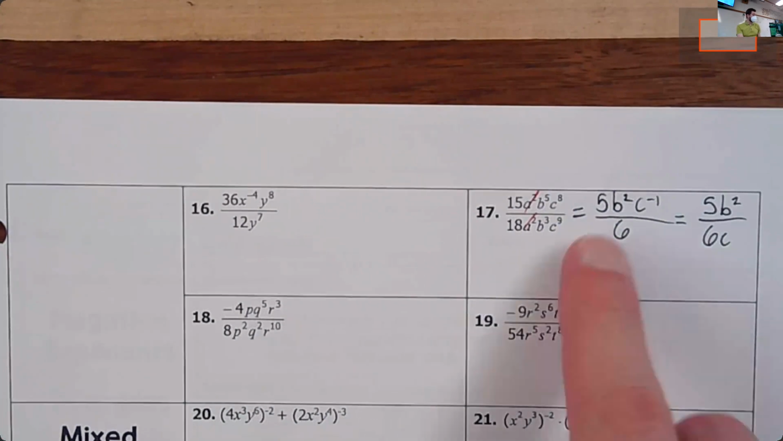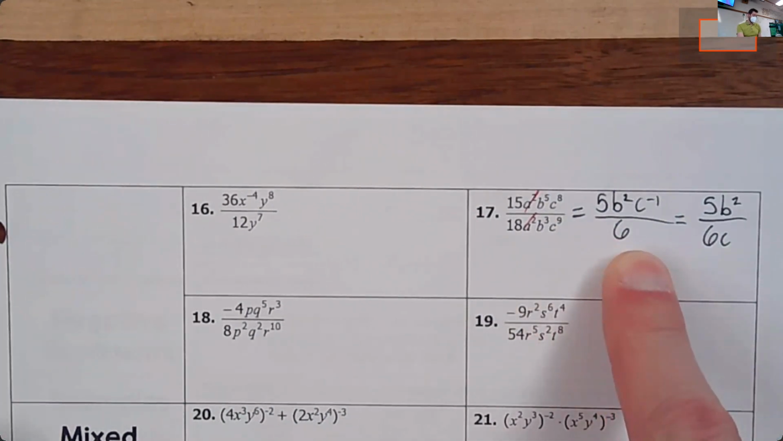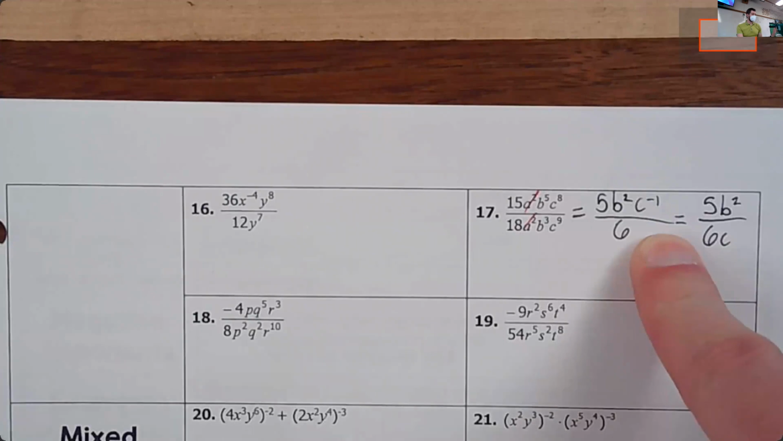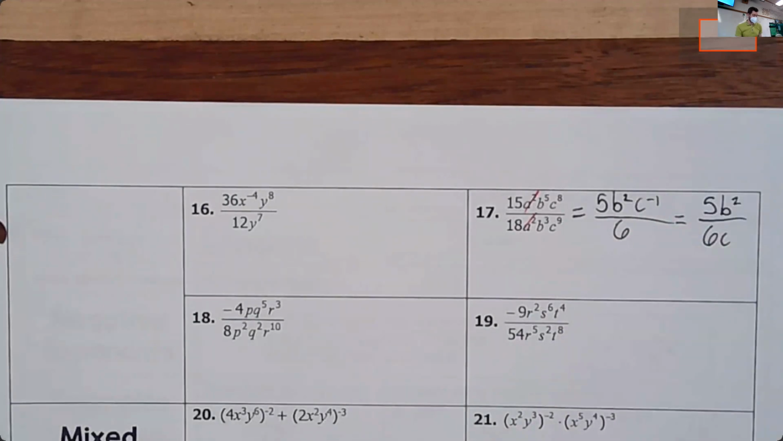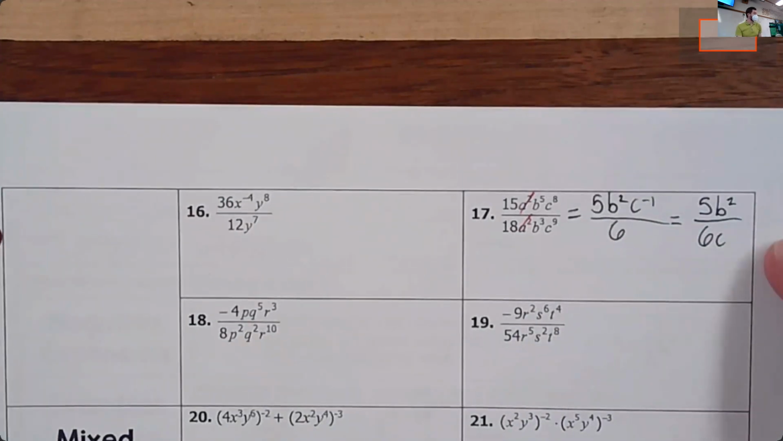So we use the quotient rule first, then the negative exponent rule to make sure that all of our exponents were positive at the end. Any questions on that one? All right, let's look at 19 then.